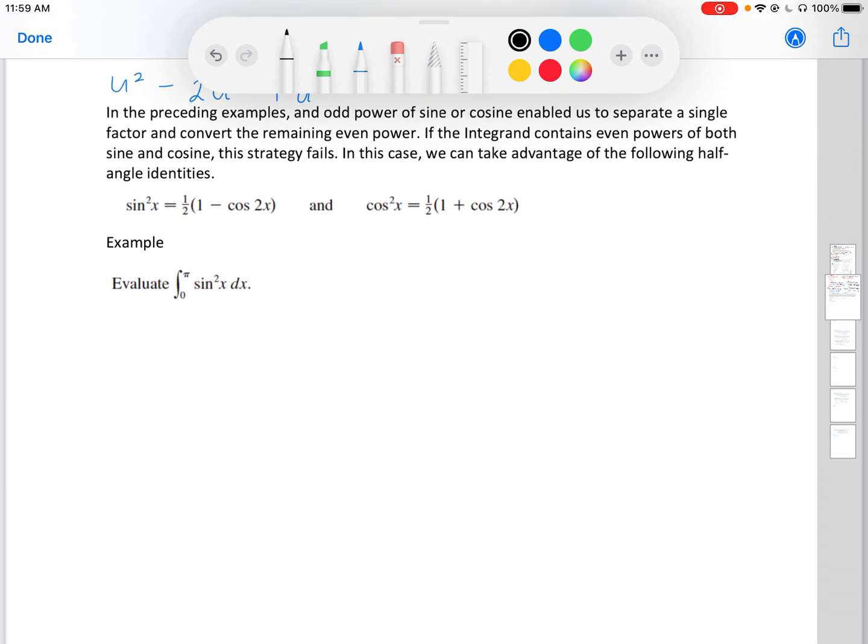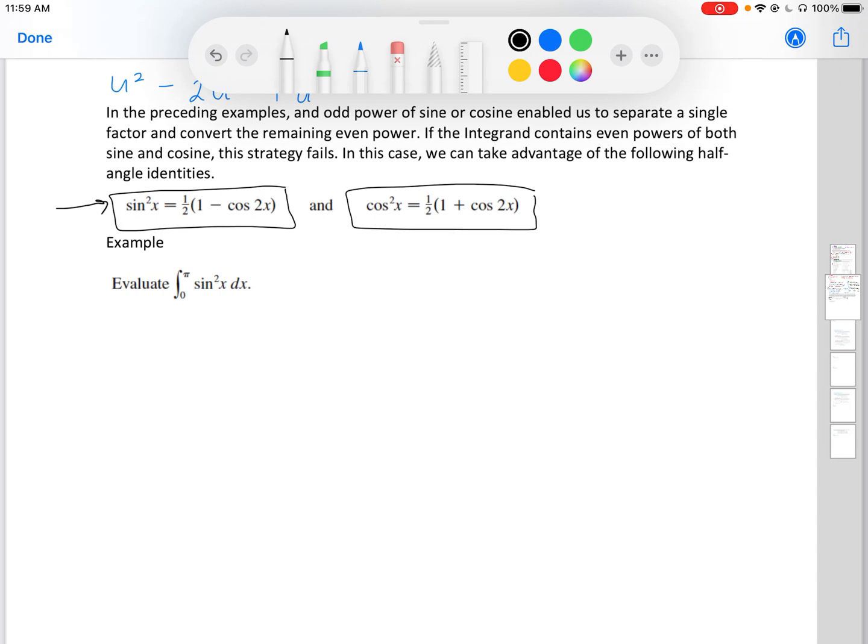In the preceding examples, an odd power of sine and cosine enabled us to separate a single factor and convert the remaining even power. If the integrand contains even powers of both sine and cosine, this strategy fails. In this case, we can take advantage of the following half-angle identities. So these are our half-angle identities. Why are they nice? They're nice because it lets us get rid of that exponent.